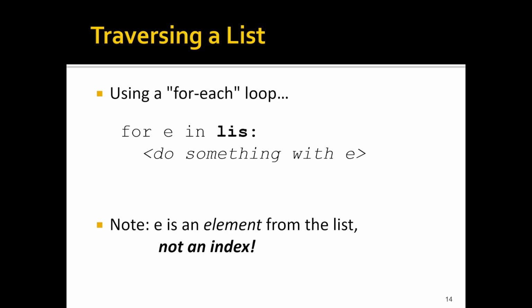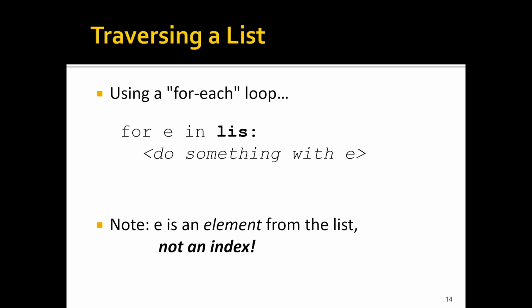Now, traversing a list is such a common pattern that most languages have a special syntax for it called a for each loop. A for each loop has the syntax of a for loop, so we say for some variable in some range, but now the range here, instead of using the range function, is just the list itself. And the value put into that variable is actually elements from that list rather than the indexes of that list.